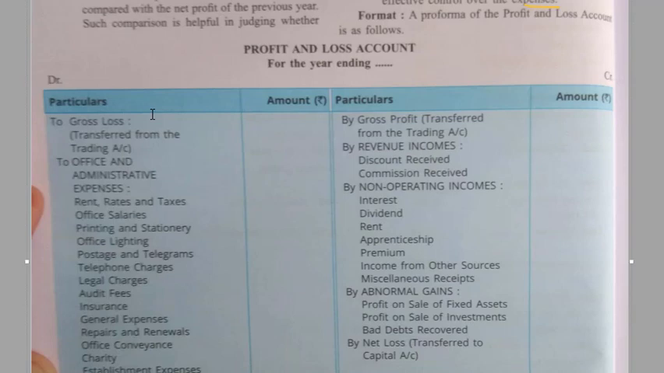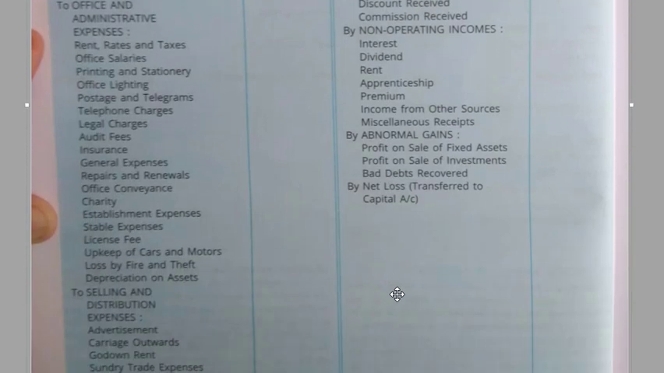Then we have office and administrative expenses. Now what are the different items that come under office and administrative expenses? They are rent, rates and taxes, office salaries, printing and stationery, office lighting, postage and telegraph. So what are all these things? Rent, rates and taxes means whatever rent you are paying for your office, that you include here.